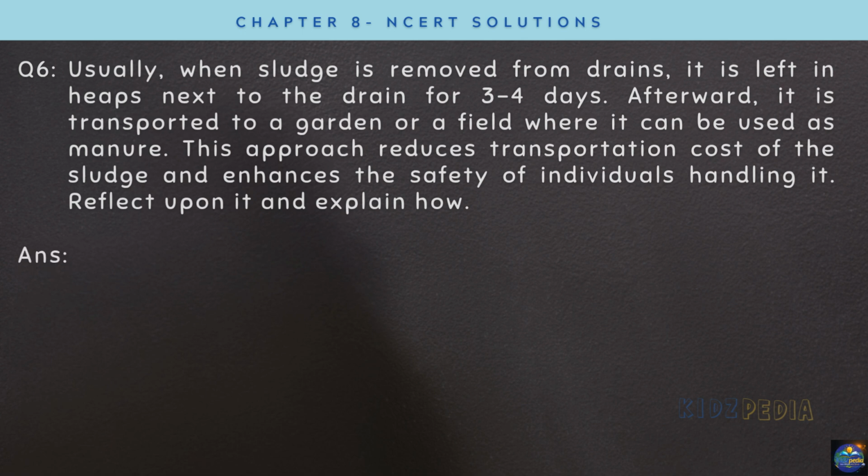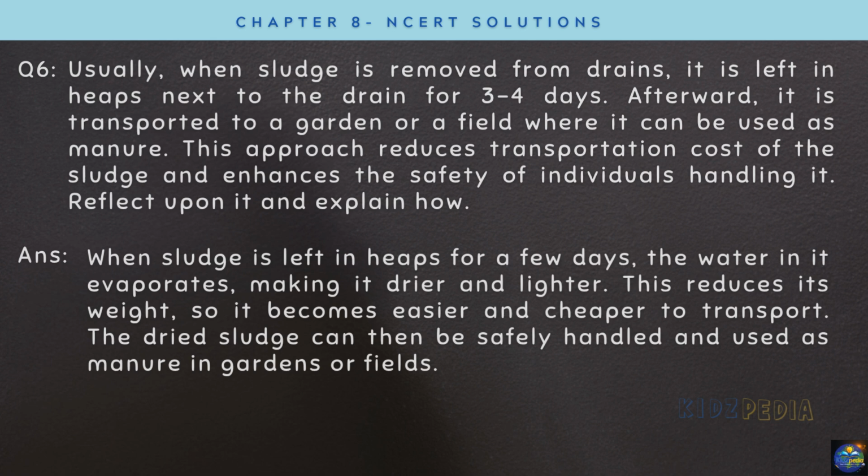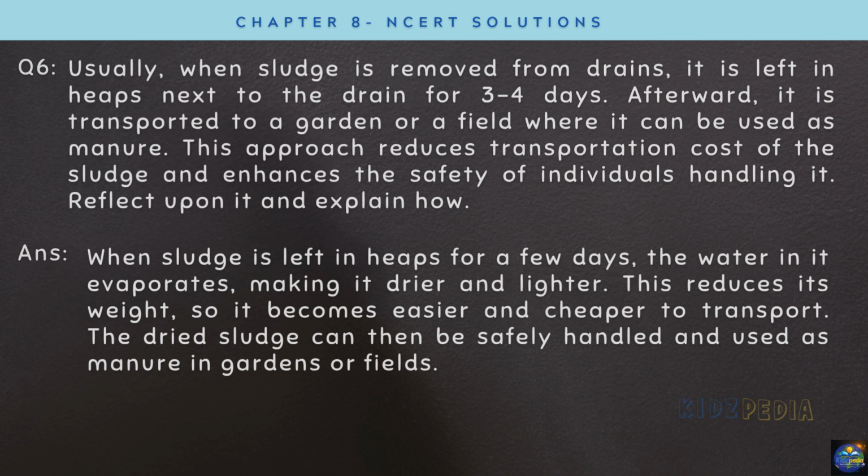So, you can write the answer as: when sludge is left in heaps for a few days, the water in it evaporates, making it drier and lighter. This reduces its weight, so it becomes easier and cheaper to transport. The dried sludge can then be safely handled and used as manure in gardens or fields.